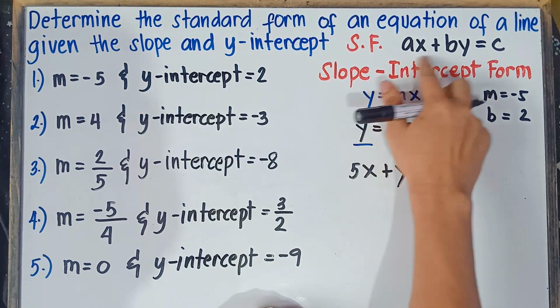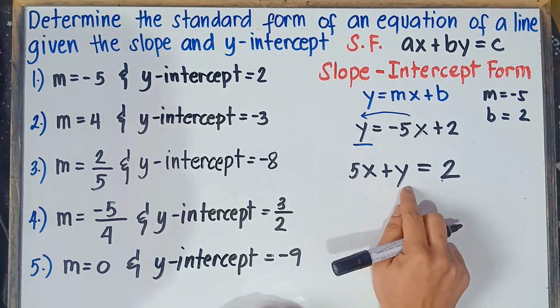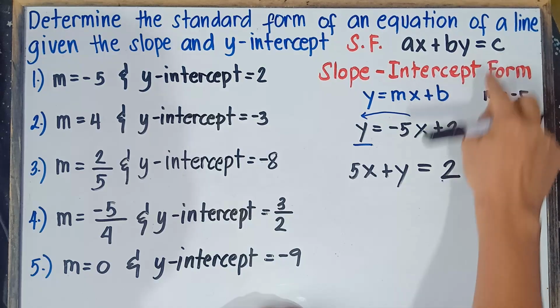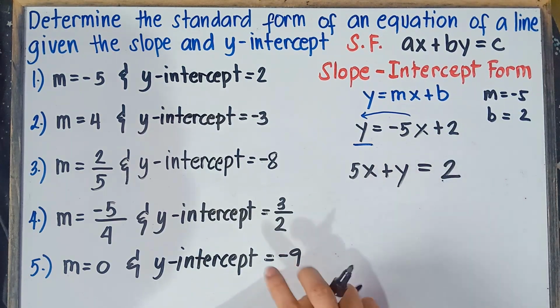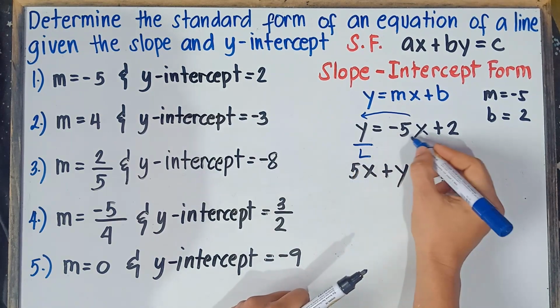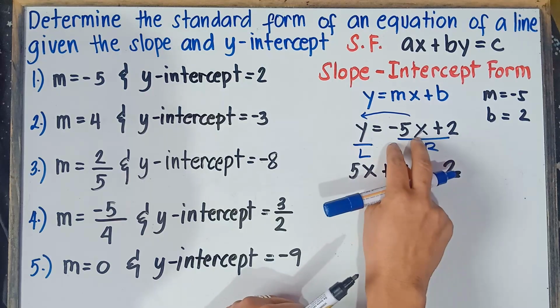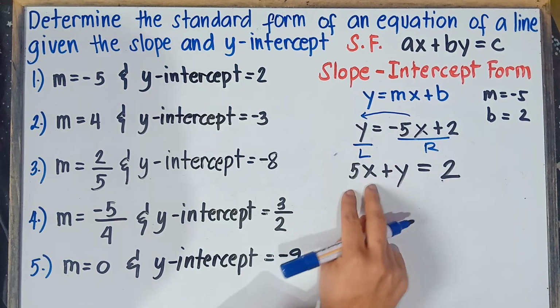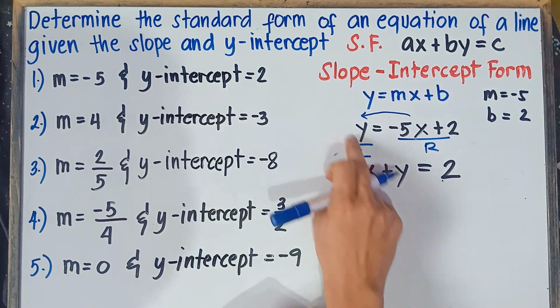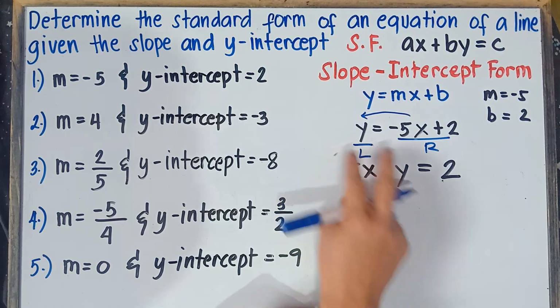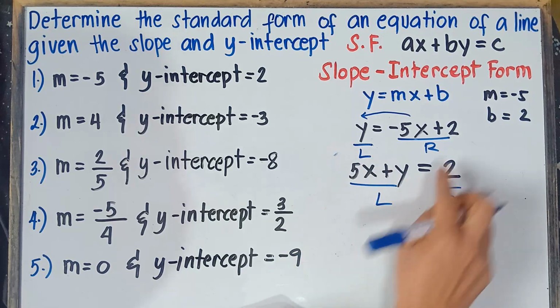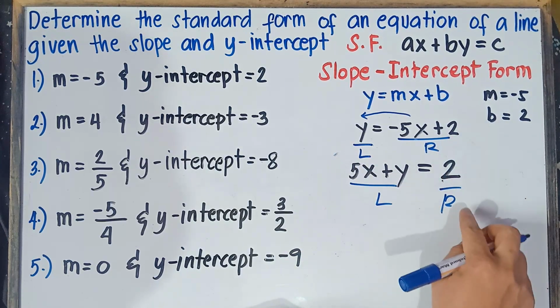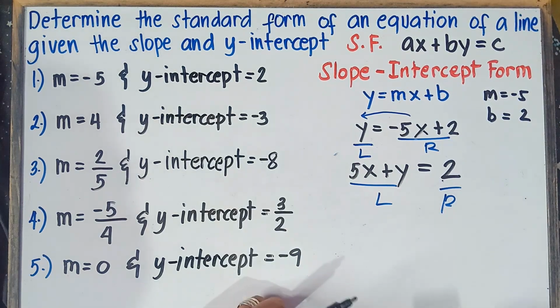So we have Ax plus By, so 5x plus y equals C, the constant. That would be positive 2. Do not change the sign of 2 because 2 is on the right side. Once again, this is left and this is right. We transpose negative 5x from right to left. It will become positive 5x. We simply copy y because y is on the left side. And then positive 2, simply copy because 2 is still on the right side.